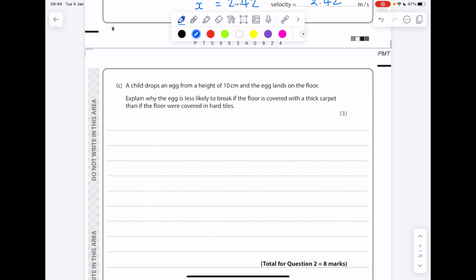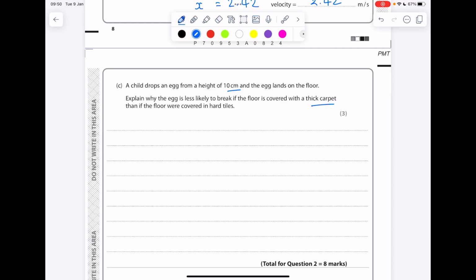A child drops an egg from a height of 10 centimetres and the egg lands on the floor. Explain why the egg is less likely to break if the floor is covered with a thick carpet than if the floor were covered in hard tiles. This is one of those momentum questions. It's like the crumple zone or airbag one.